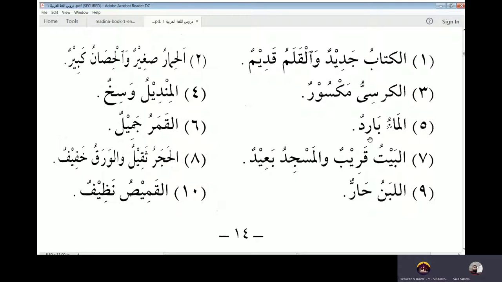Al-ma'u baridun. The water is cold. Correct. Al-qamaru jamilun. What's qamaru? The moon, yes. Okay, the moon is beautiful. Correct.